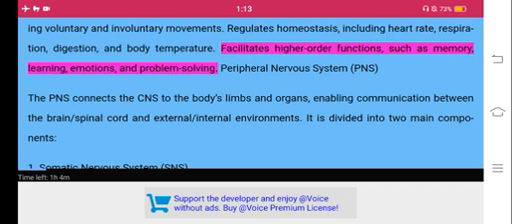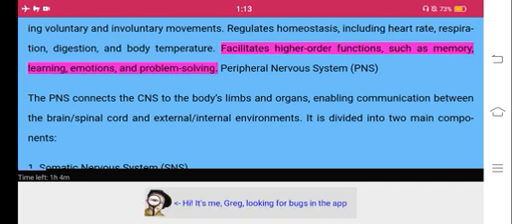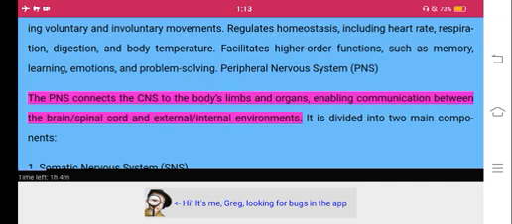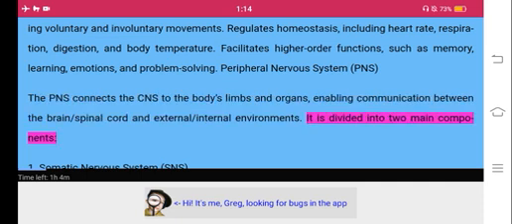Facilitates higher order functions, such as memory, learning, emotions, and problem solving. Peripheral nervous system, PNS. The PNS connects the CNS to the body's limbs and organs, enabling communication between the brain, spinal cord, and external and internal environments.